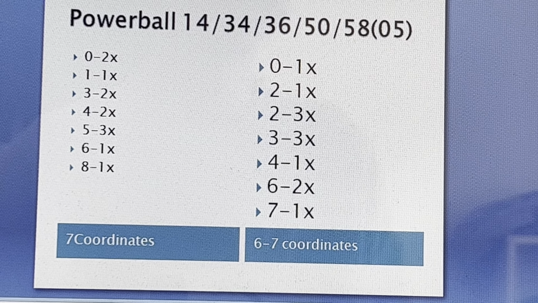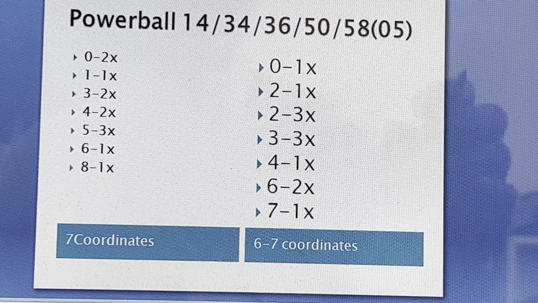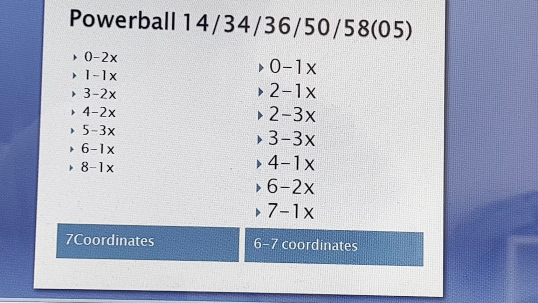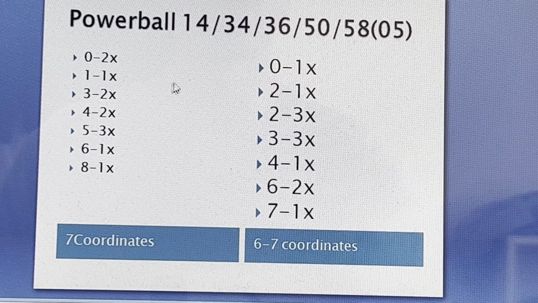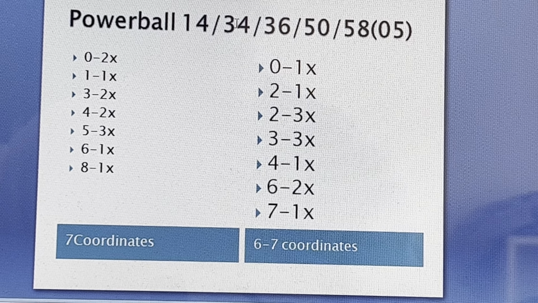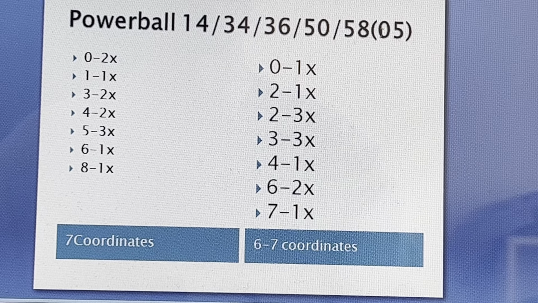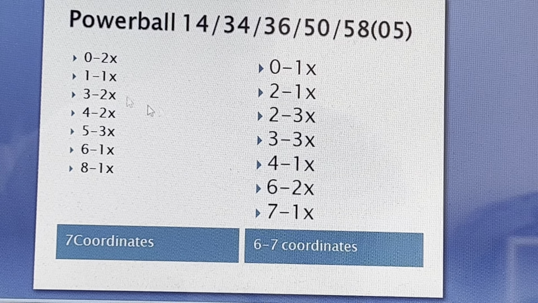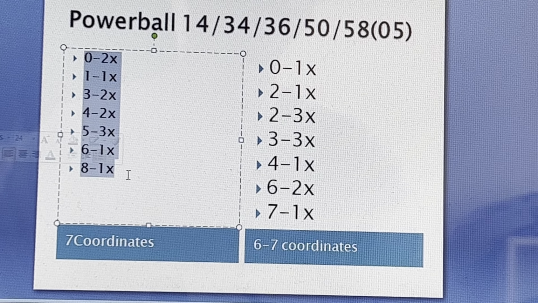And for Powerball, the last draw was 14, 13, 34, 36, 50, 58, and 05. Nobody hit that jackpot. The digit 0 was used 2 times, digit 1 used 1 time for 14, digit 3 used 2 times for 34 and 36, digit 4 used 2 times for 14 and 34. Digit 5 used 3 times for 50, 58, and 05. Digit 6 used 1 time for 36. Digit 8 used 1 time for 58. If you add up all these coordinates, it should have 12. If you don't have 12, you did it wrong.